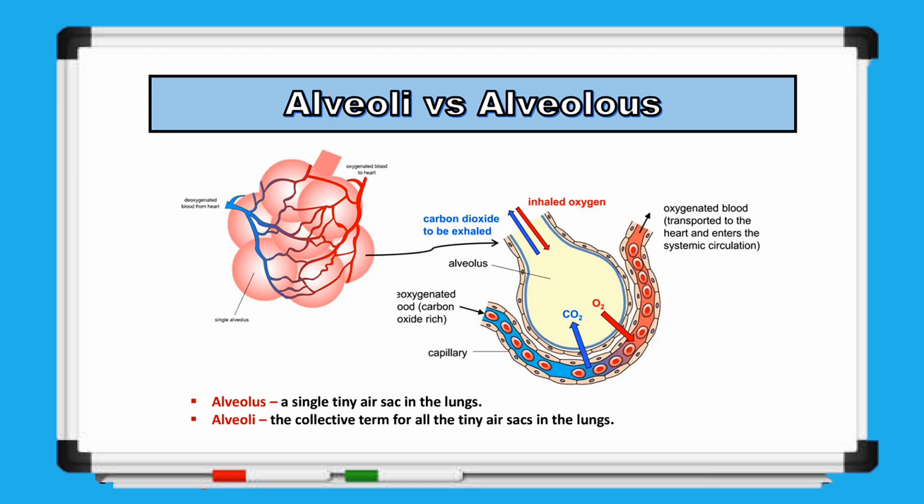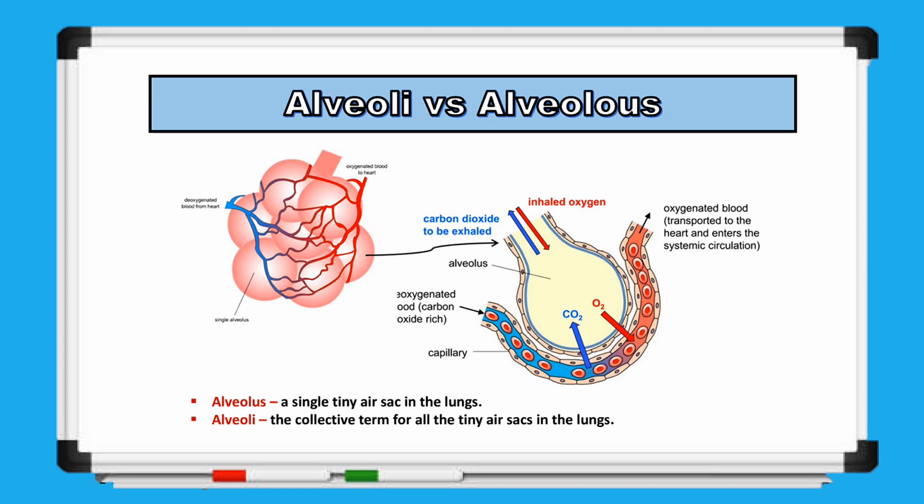When we inhale, oxygen-rich air enters the alveoli. The oxygen then moves across the thin alveolar walls into the surrounding capillaries, which are tiny blood vessels carrying deoxygenated blood from the heart. As this happens, carbon dioxide, which is a waste gas, moves out of the blood and into the alveoli, ready to be exhaled.